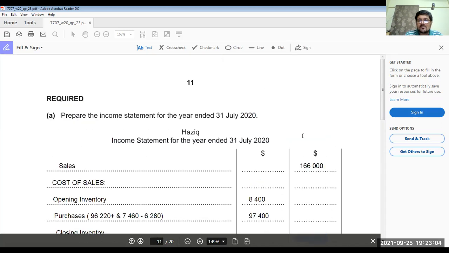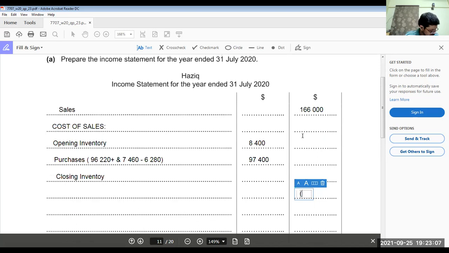How? See, according to the question, the gross profit margin was 40%. It means that in sales, 40% is our gross profit and 60% is the cost. So 166,000 multiplied by 60%, the cost should be 99,600. 99,600 is the cost. We don't need to calculate like this. Even then we'll calculate like this.